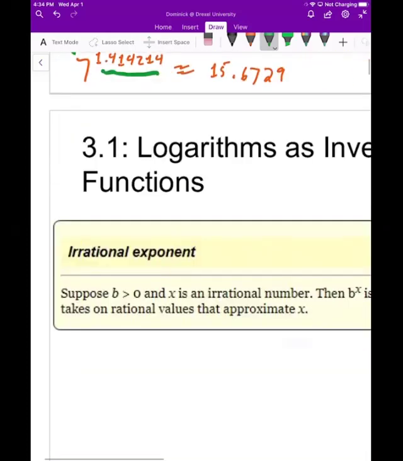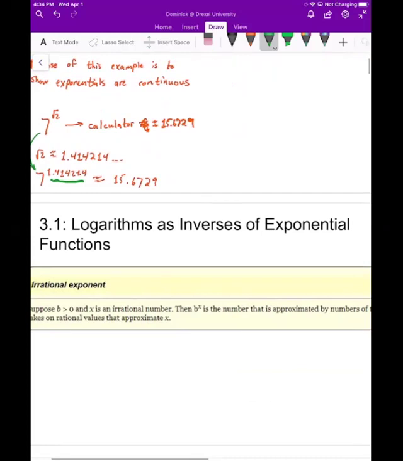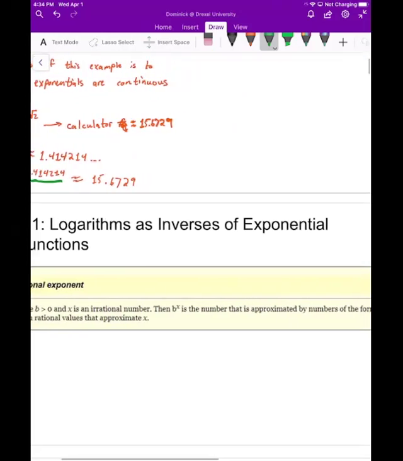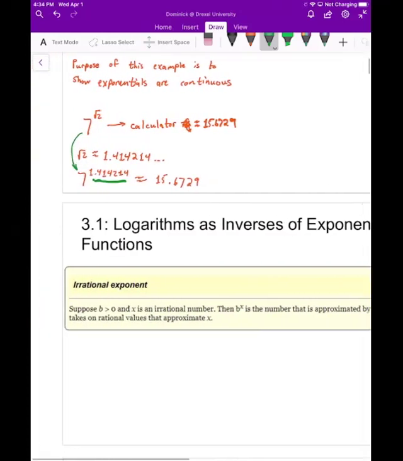To summarize, if your exponent is an irrational number x, then b to the x is approximated by numbers b to the r, where r is close to your x value. So b to the x is close to b to the r, and that's essentially saying that exponential functions are continuous in this way.